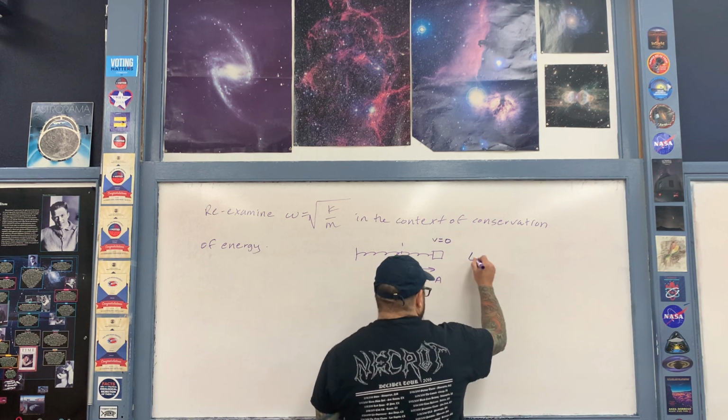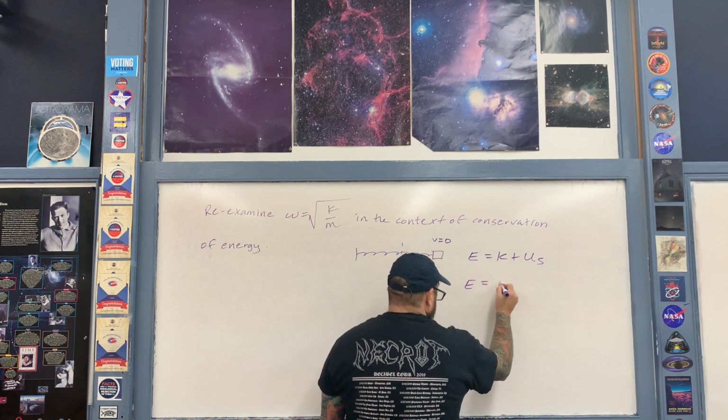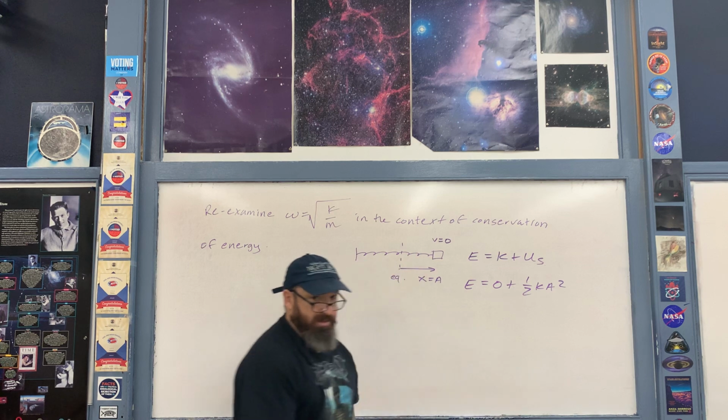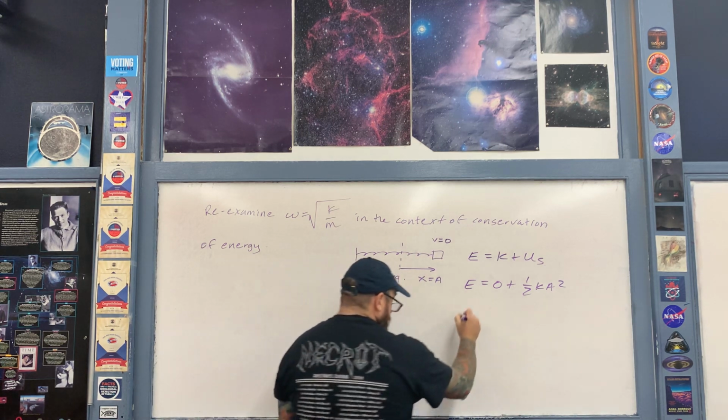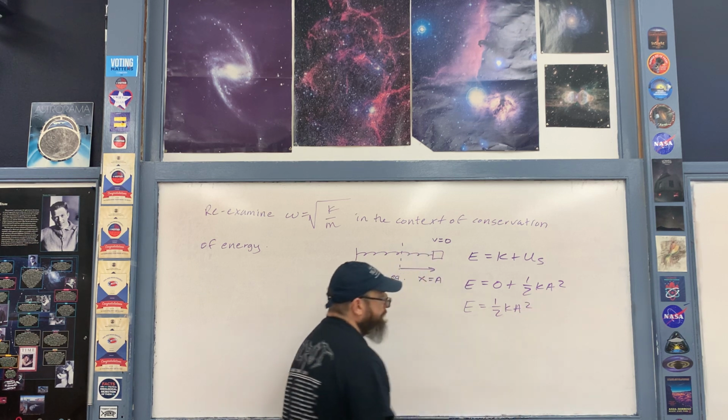So the total energy E, which is always kinetic plus potential, is going to equal 0 plus 1/2 k x squared, where x is equal to the amplitude A. Therefore, the total energy E of the oscillator is 1/2 kA squared.